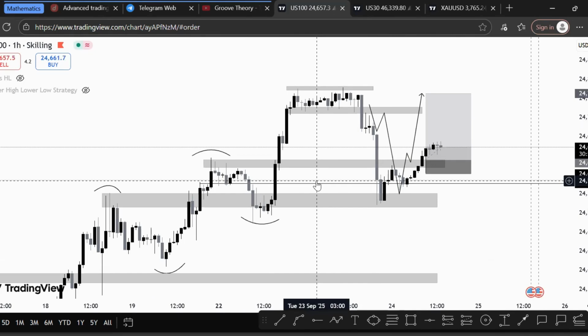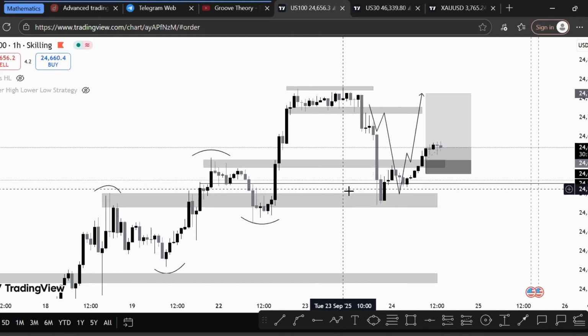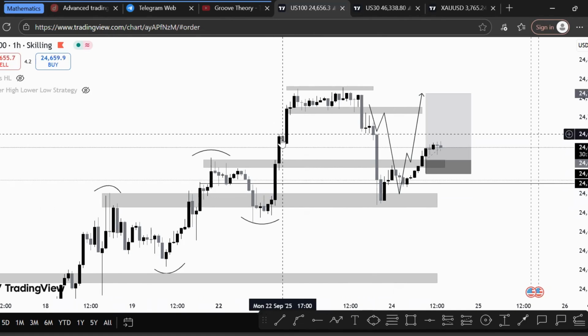So I didn't want to jeopardize or say, I'm missing out. I was not missing out at all. I was just waiting for it to come to these higher highs, so we can bounce off, because that's where we got our initial buy entry.